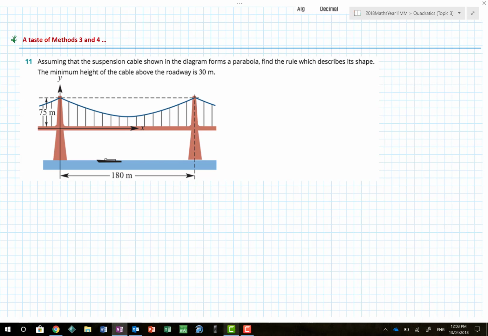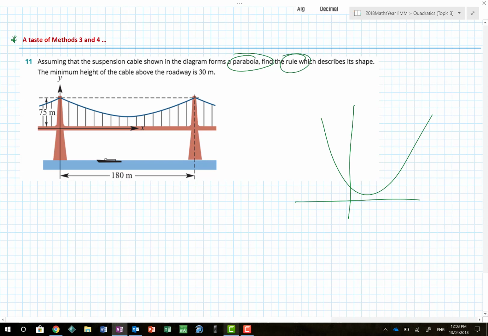So assuming that the suspension cable shown in the diagram below forms a parabola. Well, the minute I see parabola, I know that it's talking about a quadratic. Find the rule. Okay, so that means they have to have given me information to be able to find the rule of the quadratic. So we've got y is equal to ax squared plus bx plus c. That's one form. What was another one?